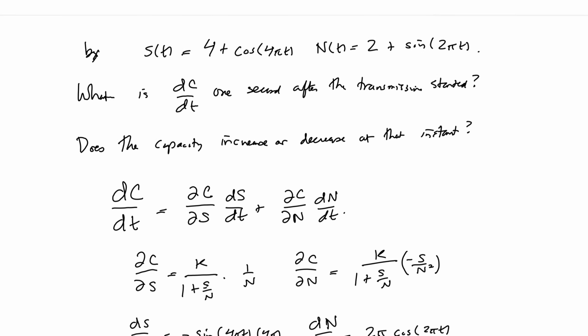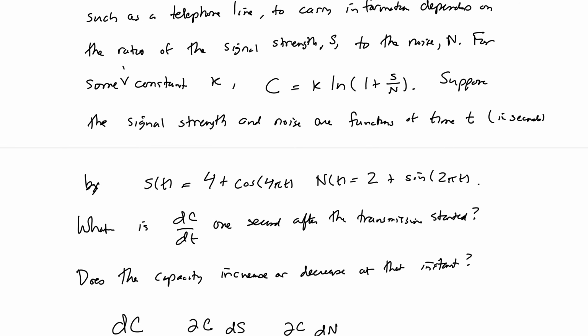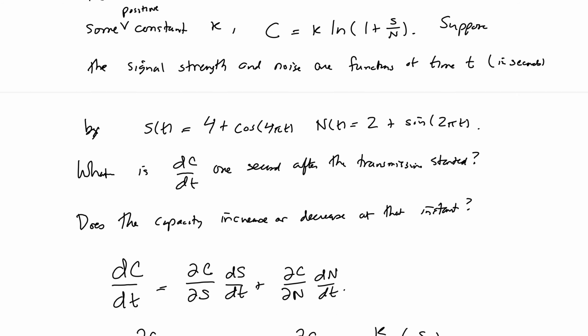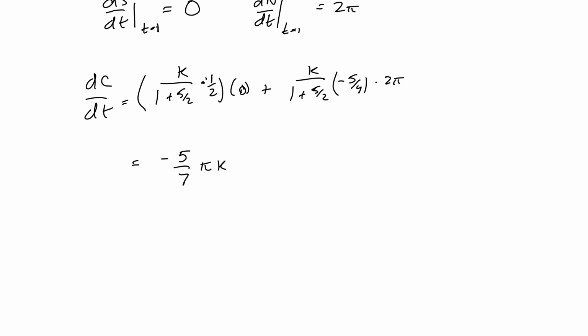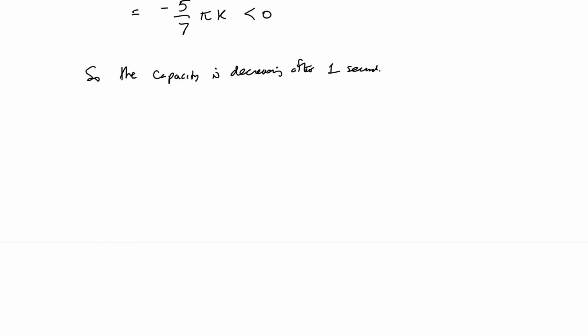Now I don't remember whether we said K is a positive constant. Let's say it is some positive constant. Then this is less than 0. So the capacity is decreasing because its derivative is negative after 1 second. Okay, let's try one more example.